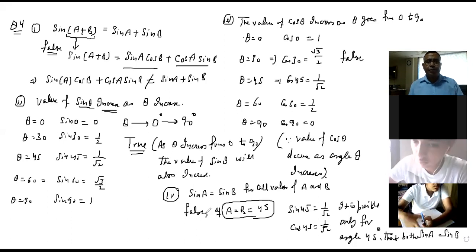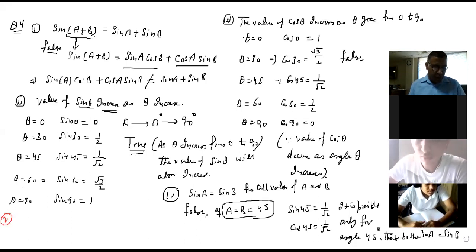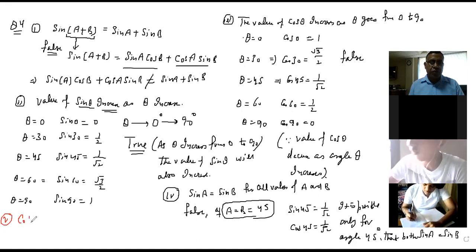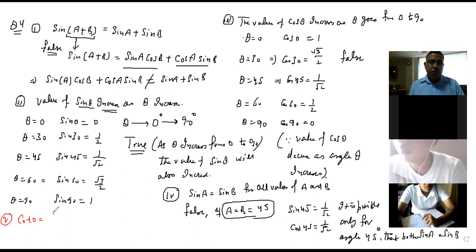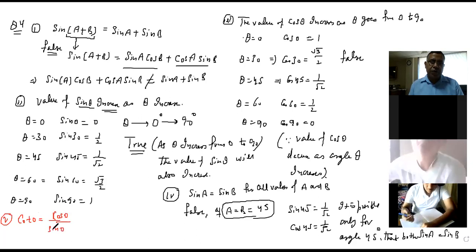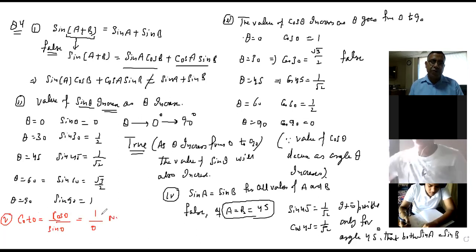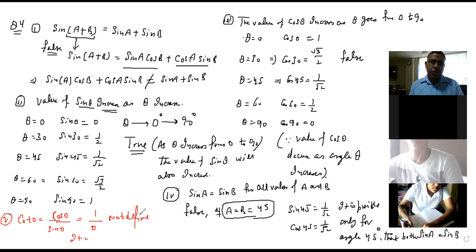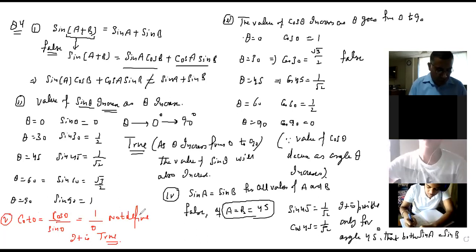Last part. I'm going to do the fifth part here, because those who are noting, let them. Fifth part. He's saying cot A is not defined for A is equal to 0. Now see, cot 0 is equal to cos 0 upon sin 0. Cos 0 is 1, sin 0 is 0. So 1 by 0 is not defined. It is true. So cot 0 is not defined.